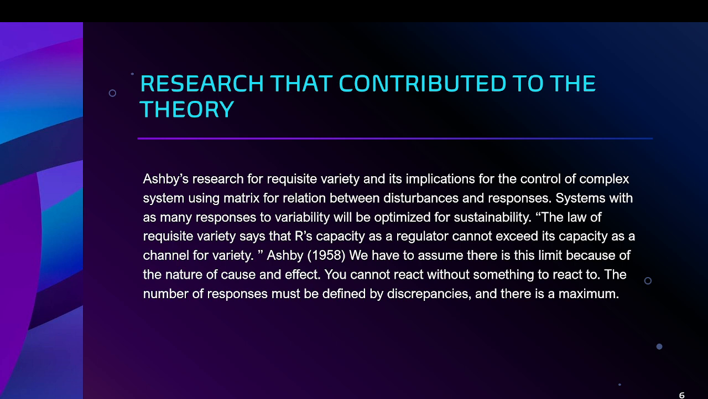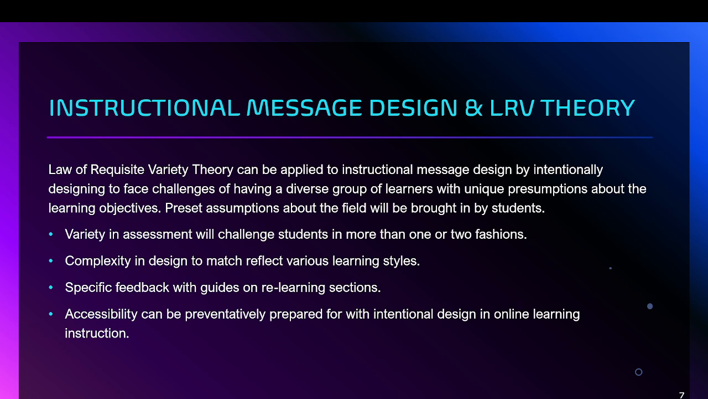We have to assume that there is a limit because of the nature of cause and effect. You cannot react to something without having something to react to. The number of responses must be defined by the discrepancies, so there has to be a maximum. You can't have more responses than discrepancies or disturbances.